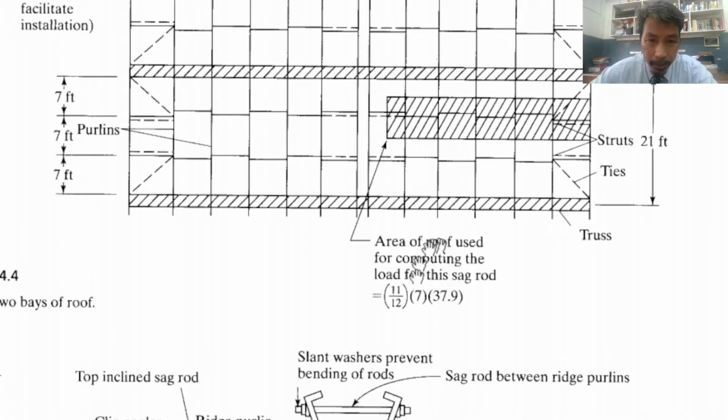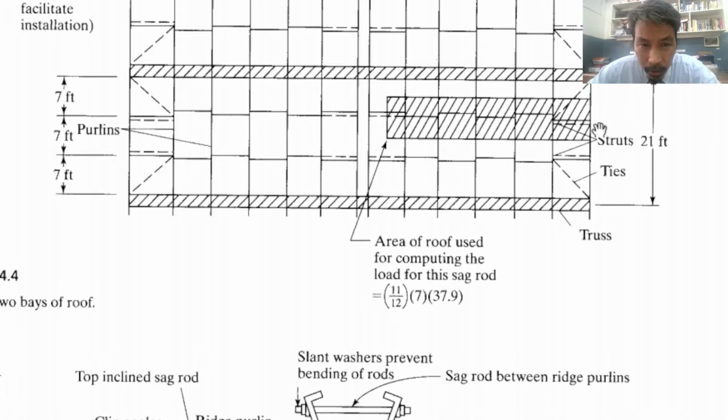For example, Y here. Area of group used for computing the load for this Sagrad. So, why this area? This is the tributary area. You already know what we mean by tributary area. That is from theory of structures.